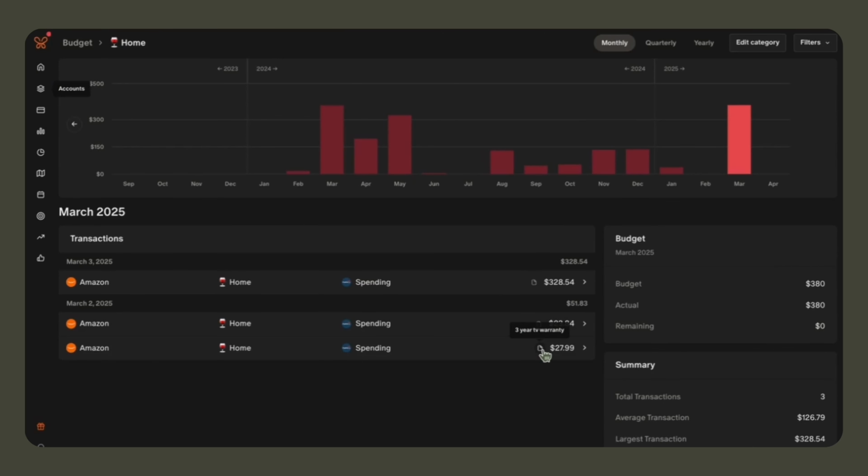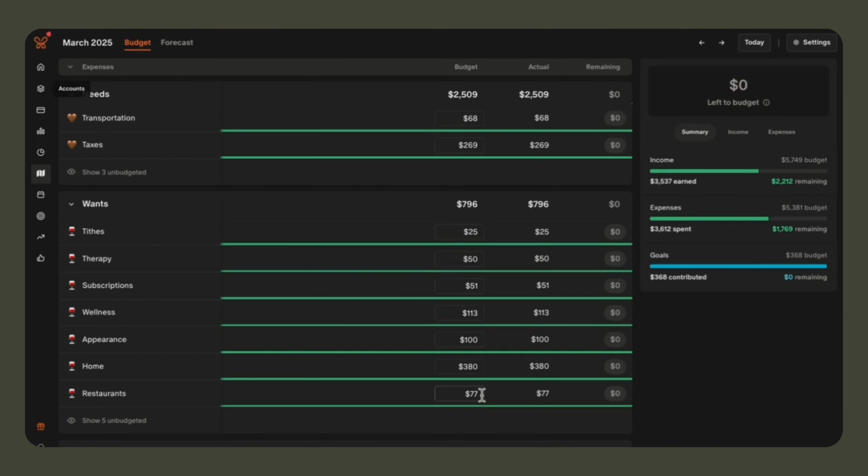I also got a 3-year warranty for the TV, and that was $27.99. And then I wanted to organize my kitchen a little bit, so I got some spice jars and labels, and that was $23.84.